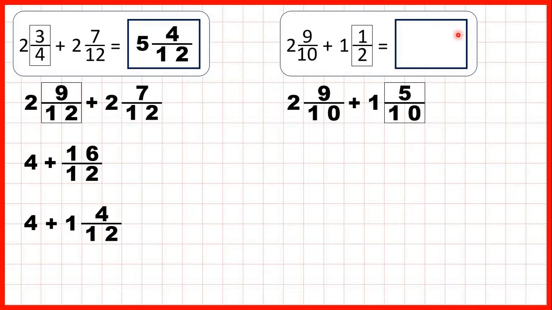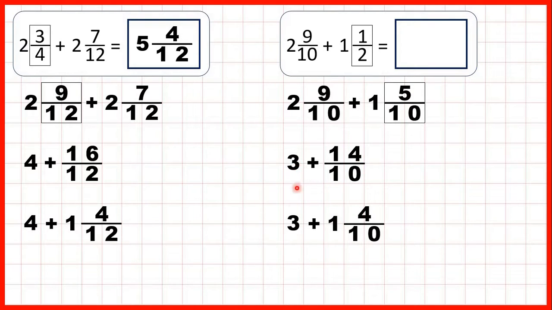But again, we can't write 14/10 in our answer box because we can't have an improper fraction in a mixed number. So instead, 2 plus 1 is 3, and we can add 14/10 that we've got from adding 9/10 and 5/10. But we can change those 14/10 back into a mixed number. So we can rewrite our question again as 3 plus 1 and 4/10 because 14 divided by 10 is 1 remainder 4. So now 3 plus 1 is 4, the 4/10 stays the same, so that gives us 4 and 4/10 as our answer.